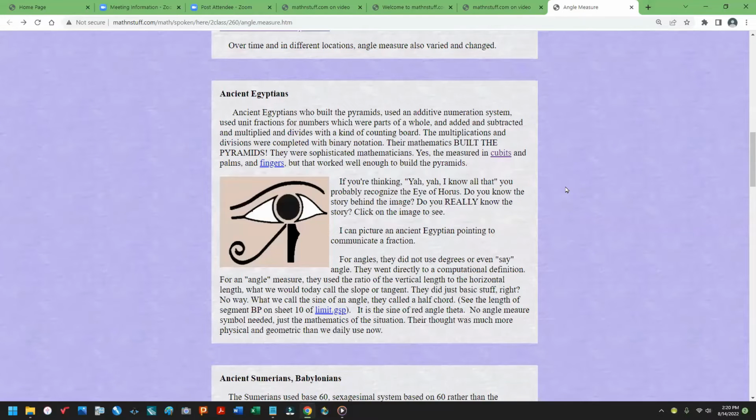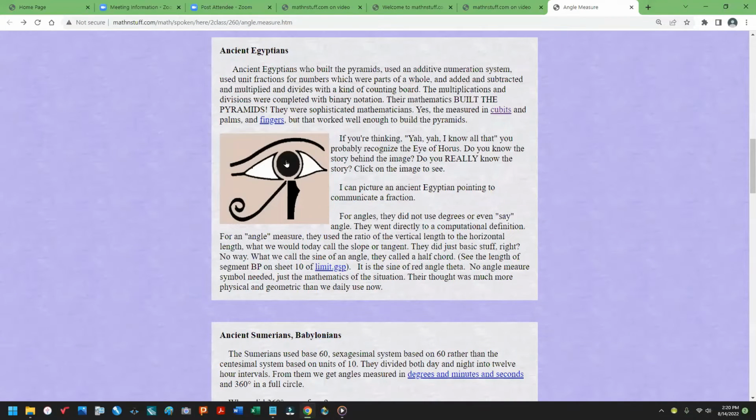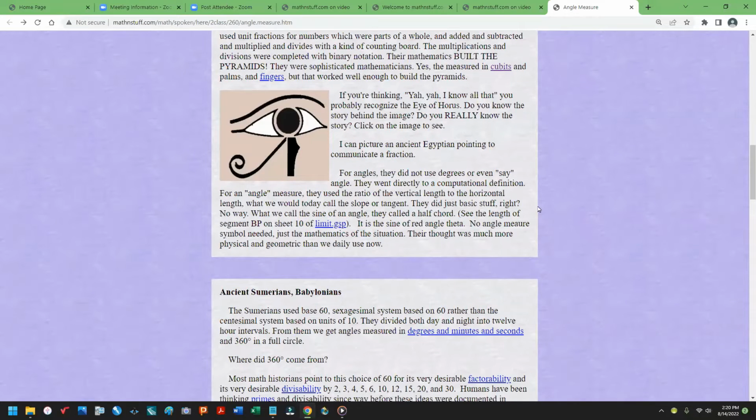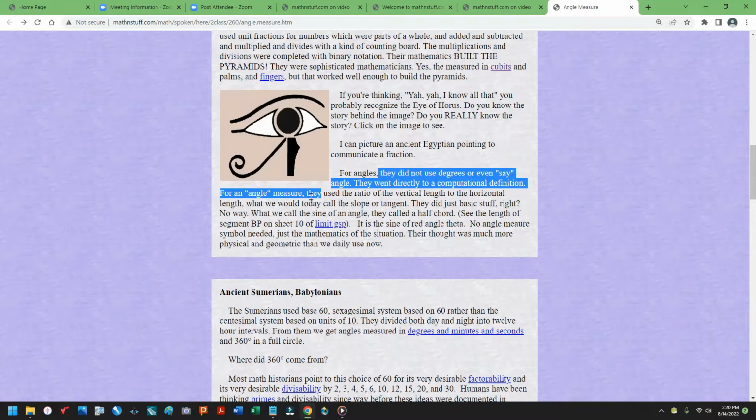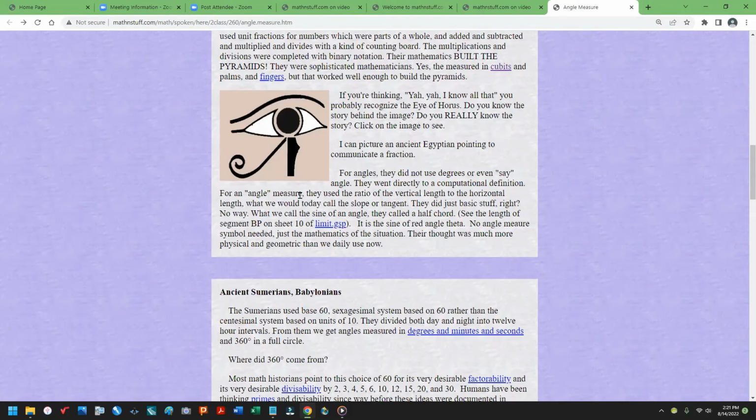Back to angle measure. Powers of 2, really important. For the Egyptians, they didn't even bother saying the word angle that I could find. The word angle doesn't happen until the Greeks. Yet they used their computation to indicate the measure of an angle.